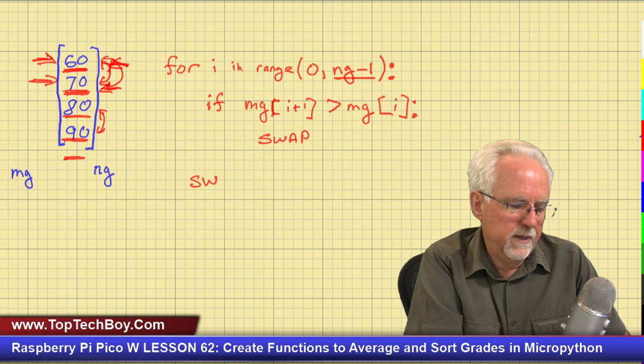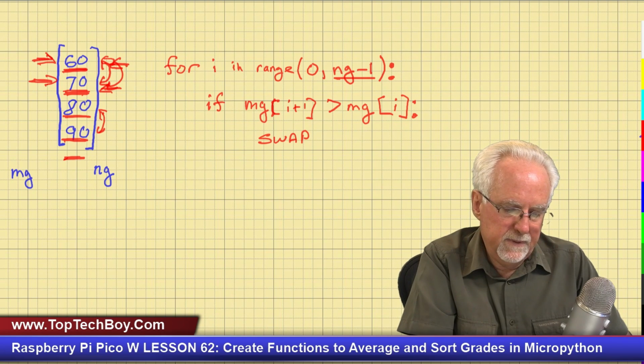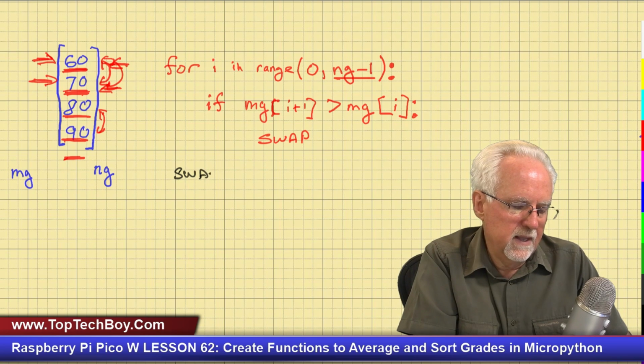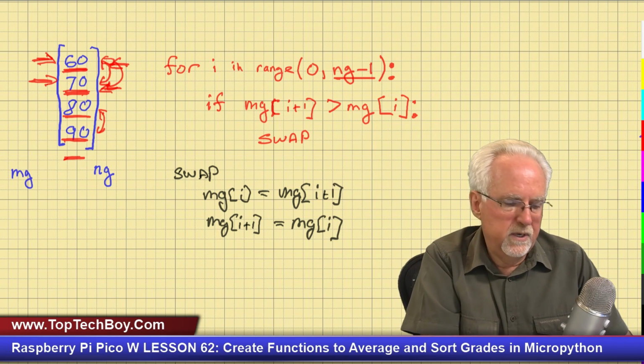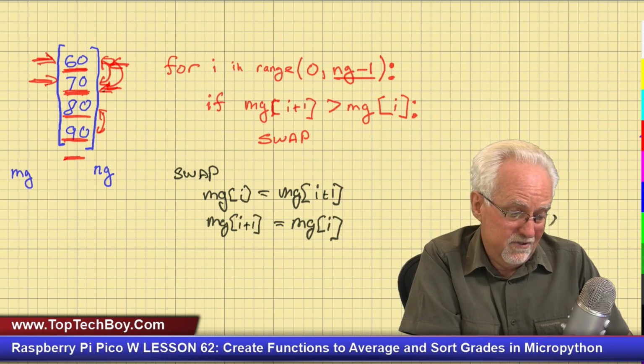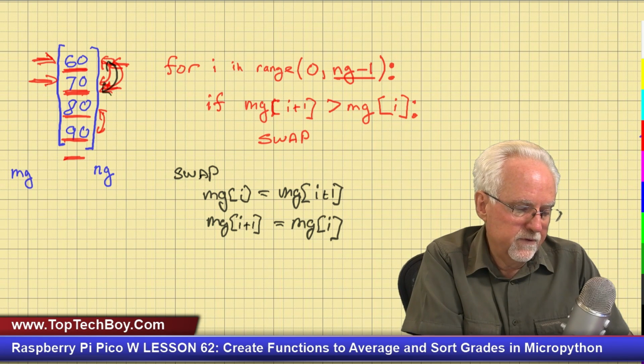Now, how would we do a swap? What people typically do is they would say something like, well, I want to make IMG of I equal to IMG of I plus 1, and then I will make IMG of I plus 1 equal to IMG of I. And then what did I think that I would have done? I would have swapped those two.